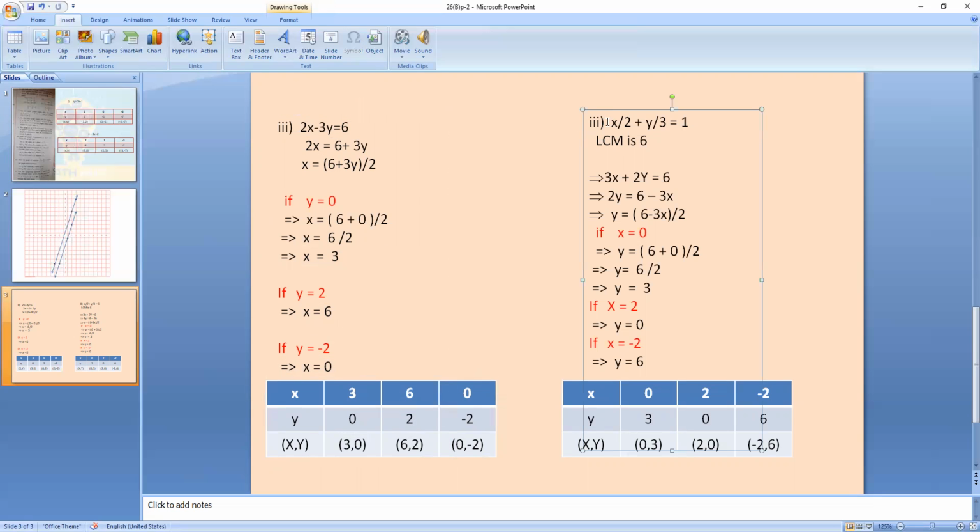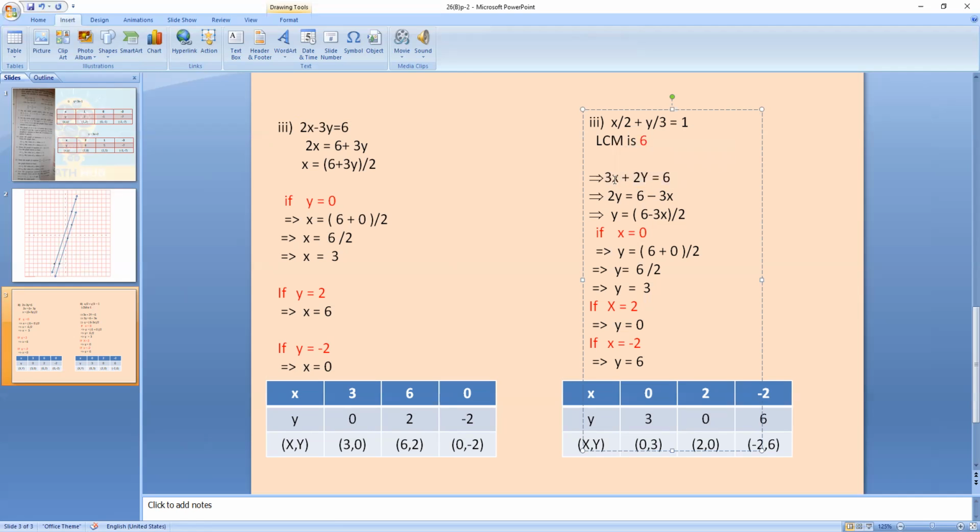In the same way, the second equation, the third one, is x by 2 plus y by 3 equal to 1. So here it is in the form of fractions, right? So for this x by 2 plus y by 3, for 2 and 3, LCM is 6, right? After taking LCM, we'll get (3x plus 2y) by 6 equal to 1. If we send 6 that side, it will become like this: 3x plus 2y equal to 6. So we got a linear equation now, right?